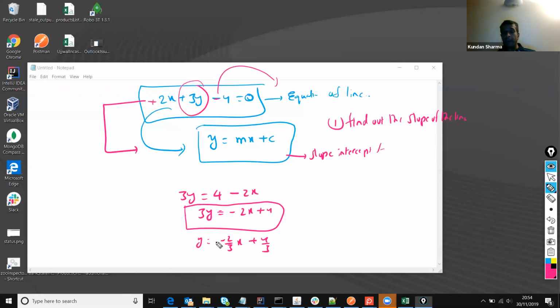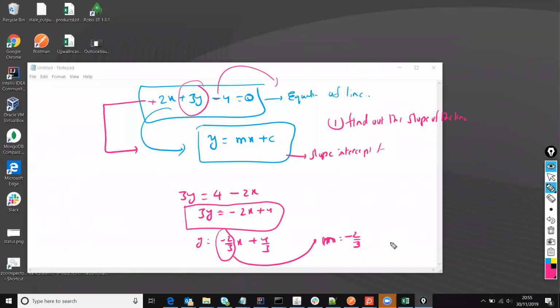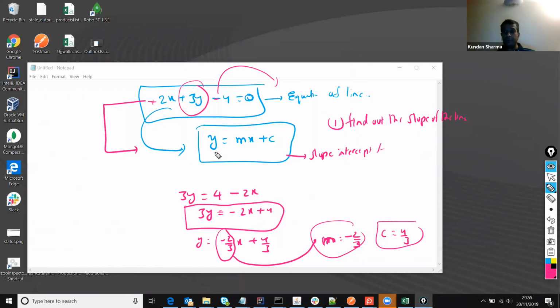So slope will be the coefficient of x. So we'll say the value of m is equal to -2/3. And if I ask Apu, what is the intercept of the line made on y-axis? What will be the answer? 4/3. The c will be 4/3. Is this clear to you? Yes. So we know that if we have a line in this format, this is how we find out. y is equal to mx plus c is called slope-intercept form.